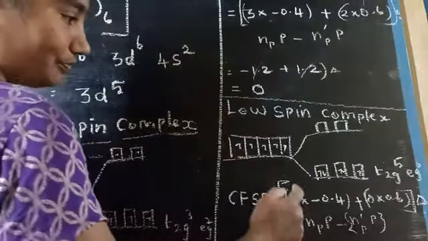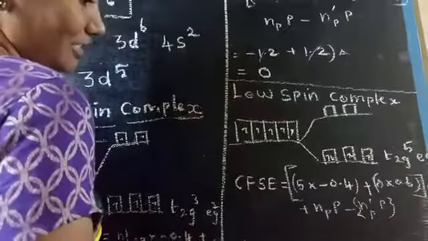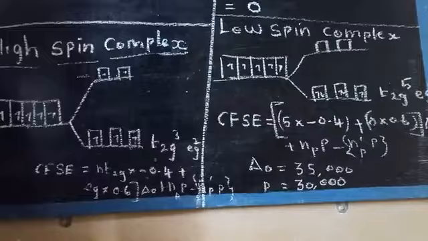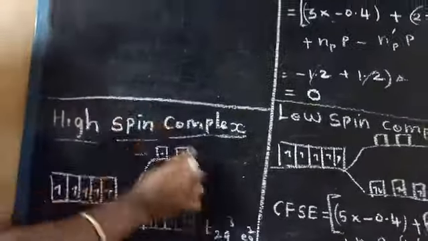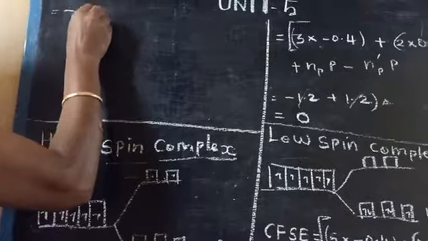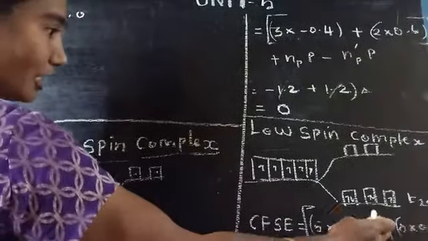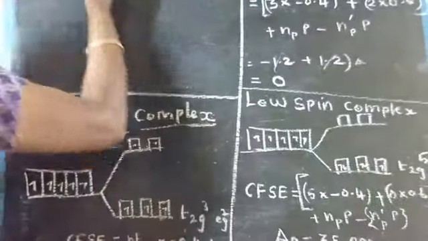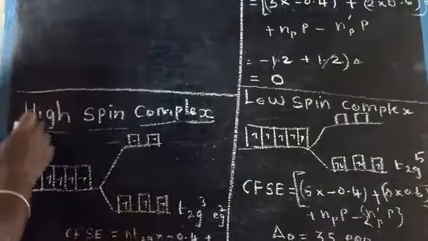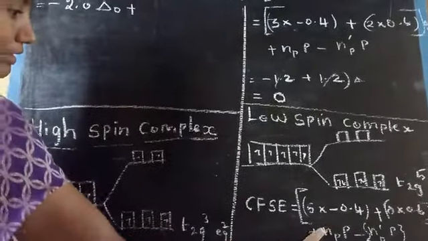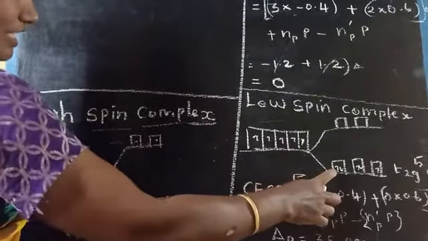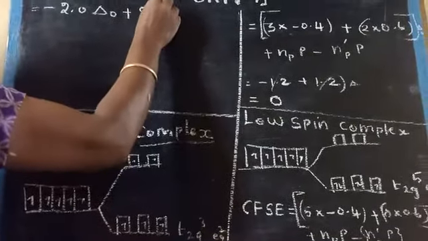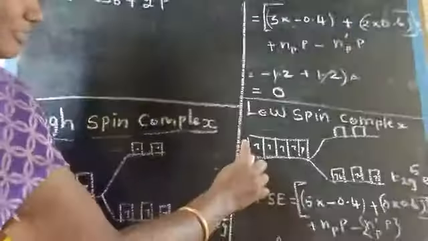Now substitute the delta 0 as well as the pairing energy. So 5 into minus 0.4, so minus 5 fours are 20, so minus 2.0. Here plus 0 into 0.6, 0. So this one is 0, the remaining is delta 0. So plus nP, number of electron pairs in the ligand field, here 1, 2, so 2 electron pairs, with pairing energy P, minus n'P', here no pairing.